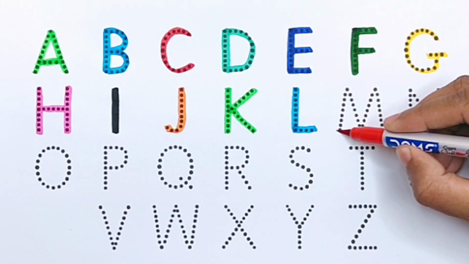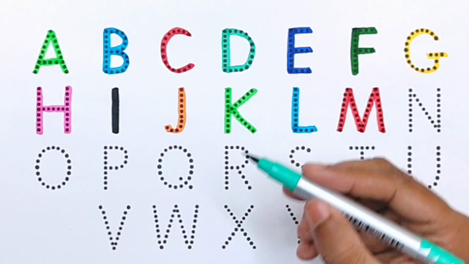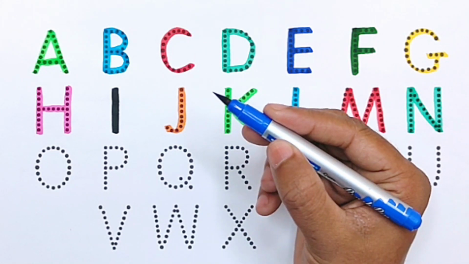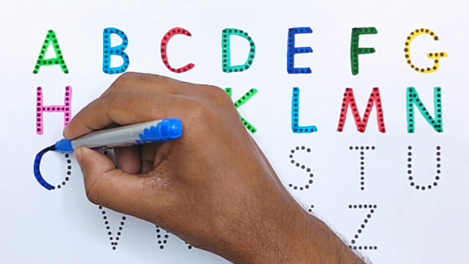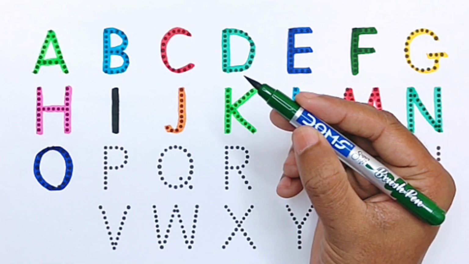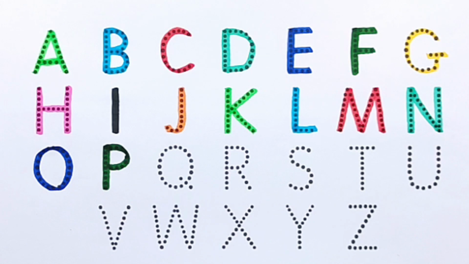Red color. M for mango. Sea green color. N for nuts. Blue color. O for onion. Green color. P for pineapple.